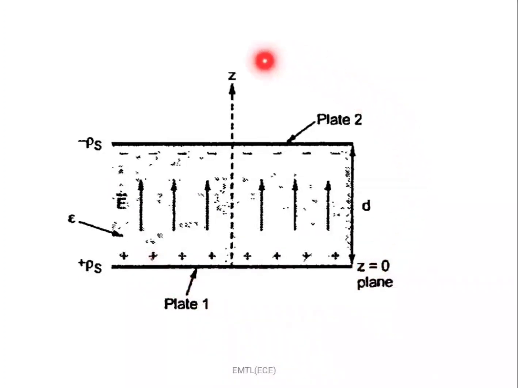So this figure represents the parallel plate. Here this is plate 1 and this is plate 2. In between these two plates there is a dielectric medium with a permittivity of epsilon. Now the surface charge density on plate 1 is rho s and the surface charge density on plate 2 is minus rho s.